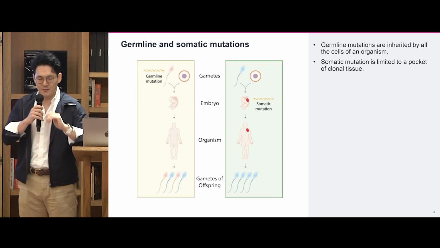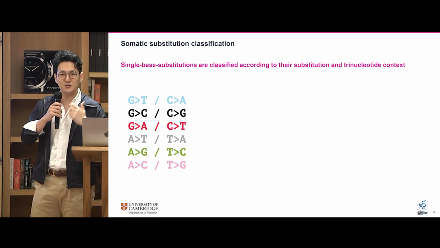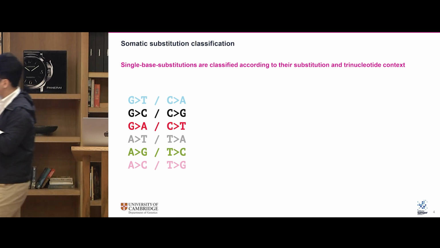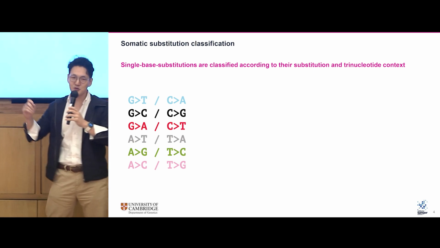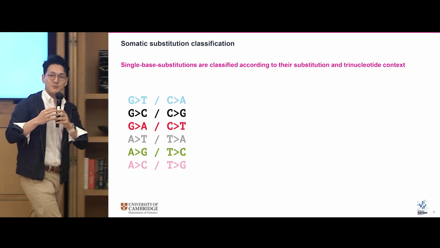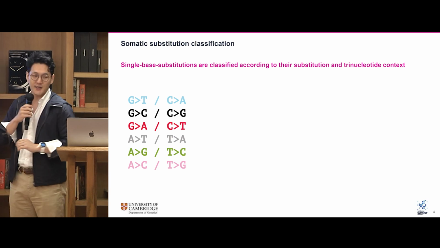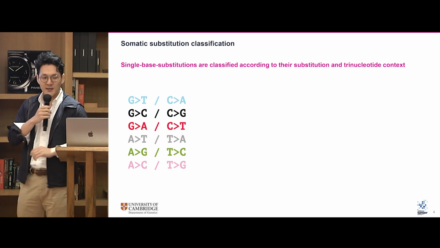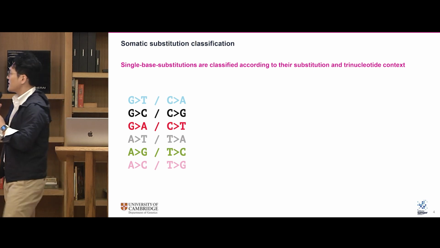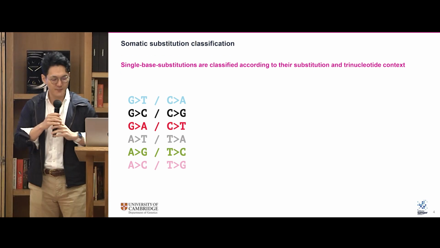And before we go into the meat of things, we also need to understand how substitutions are typically classified in the cancer genomics literature. On the left-hand side, we have the substitutions in the purine context, and on the right-hand side, we have the substitutions in the pyrimidine context. And in cancer genomics literature, we typically use the substitutions in the pyrimidine context, and then to add some additional classification, we add the trinucleotide context to each substitution to further classify it.